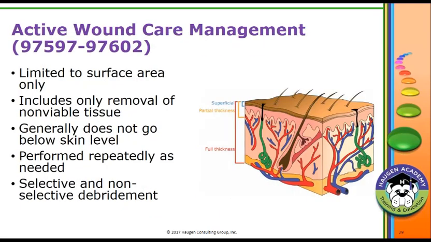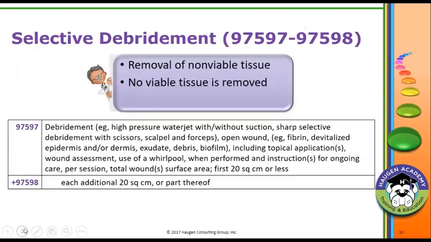Now, the active wound care management is limited to the surface area only. It includes removal of the non-viable tissue, so going all the way down to above where the tissue is viable. And this, again, usually doesn't go below skin level and can be repeated as many times as we need to. Of course, your payers may not pay for it if the wound is not improving. They'll expect you to adjust the treatment plan and do something different. And the active wound care codes include selective and non-selective debridement.